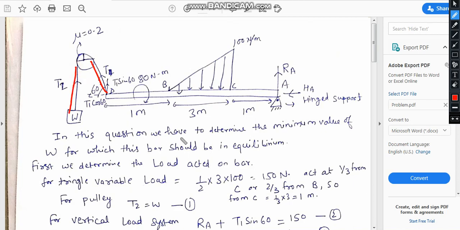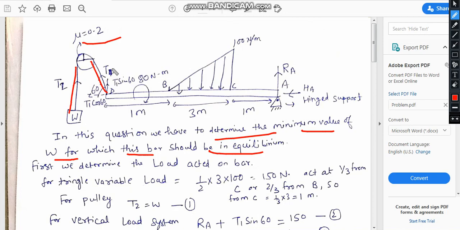In this question we have to determine the minimum value of W for which this bar should be in equilibrium. First of all, these two ropes have different tensions, because this rope passes through this pulley having friction, with a coefficient of friction of 0.2. That's why in these two ropes there is a different kind of tension.